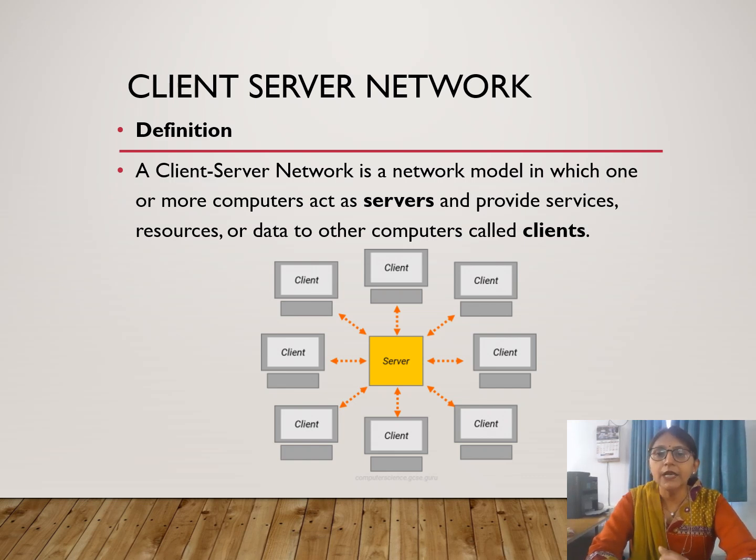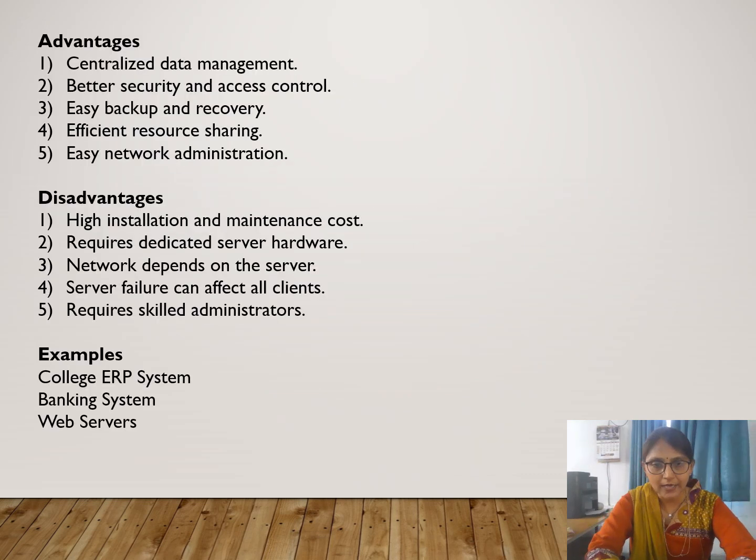In a client server network, a central server provides resources and services to multiple clients. That means in this network we can give special rights to one computer. That computer is called the server, and all the other computers are called clients. The server can provide all the services to the clients. If a client wants some resources, it can send a request to the server, and the server can fulfill that request to the client. That type of network is called a client server network.